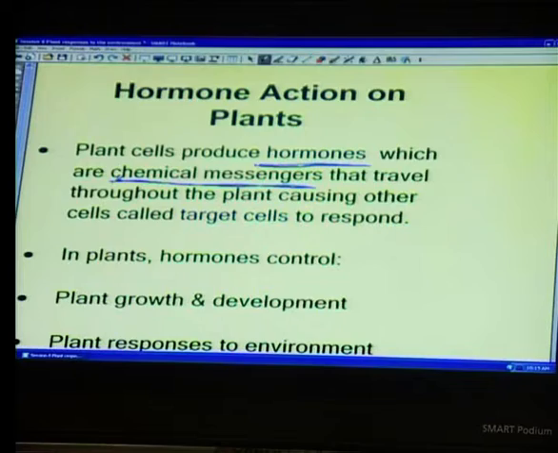Now, people, a messenger: if your mom sends you to her friend next door, and she gives you a message to go and tell the lady next door, you are the messenger. You never do the job. You are taking a message, and the same with a hormone. And you must understand this for this section and the following section, where we are going to deal with animals and their responses to the environment. Okay? A hormone is a chemical messenger in plants and in animals.